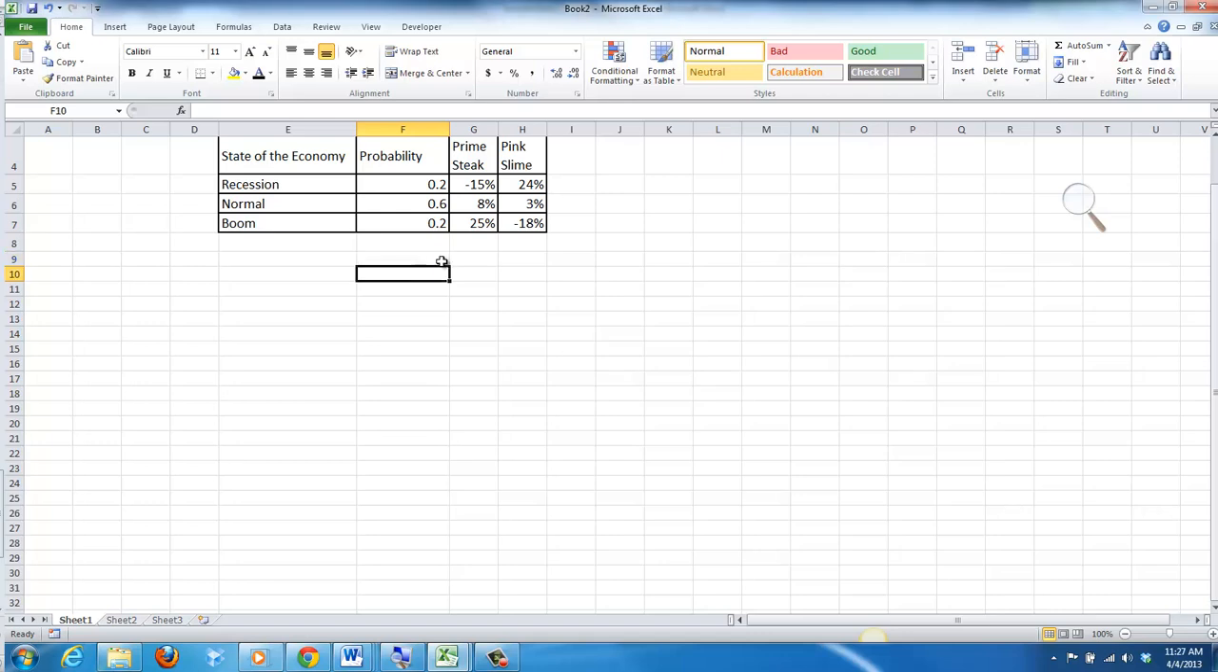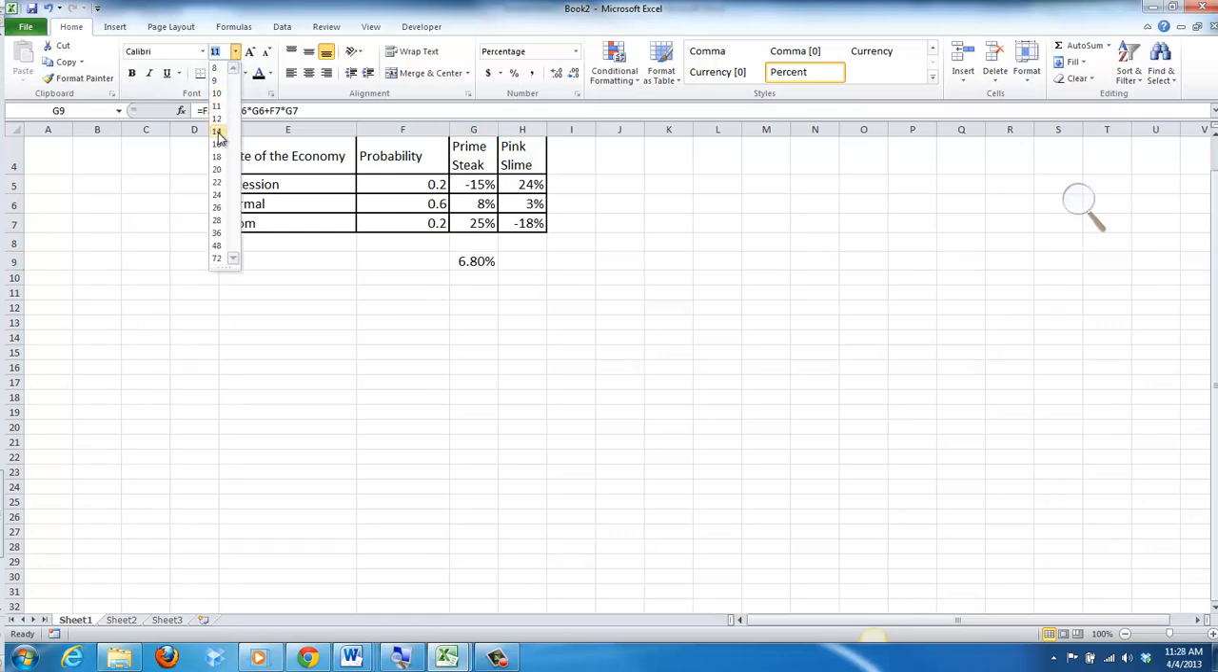So to do this, we're going to take the probability multiplied by the expected return plus the probability multiplied by the expected return in that state of the economy plus the probability multiplied by the expected return in that state of the economy. Okay. And the expected return, and actually let me cut and paste this over here. The expected return for prime stake is 6.8%.